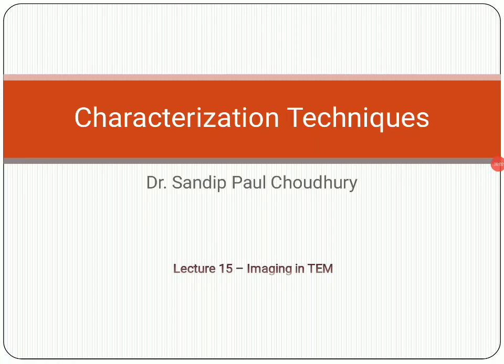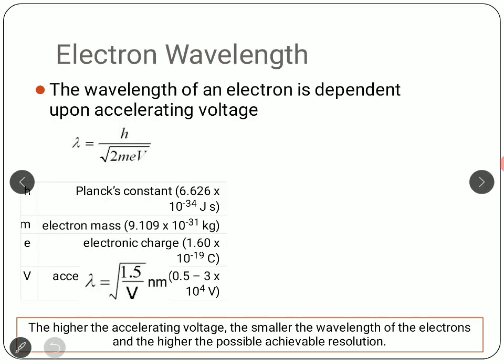So now we are going to look into some more technical detail in TEM, and we are going to talk about some specific terms in case of imaging when we use a transmission electron microscope in this lecture 15. Before we actually start, the main important part of using electron microscopy is the wavelength of the electron. The concept, I think we already know because we have studied this a number of times, is that the wavelength of an electron is basically dependent on the accelerating voltage.